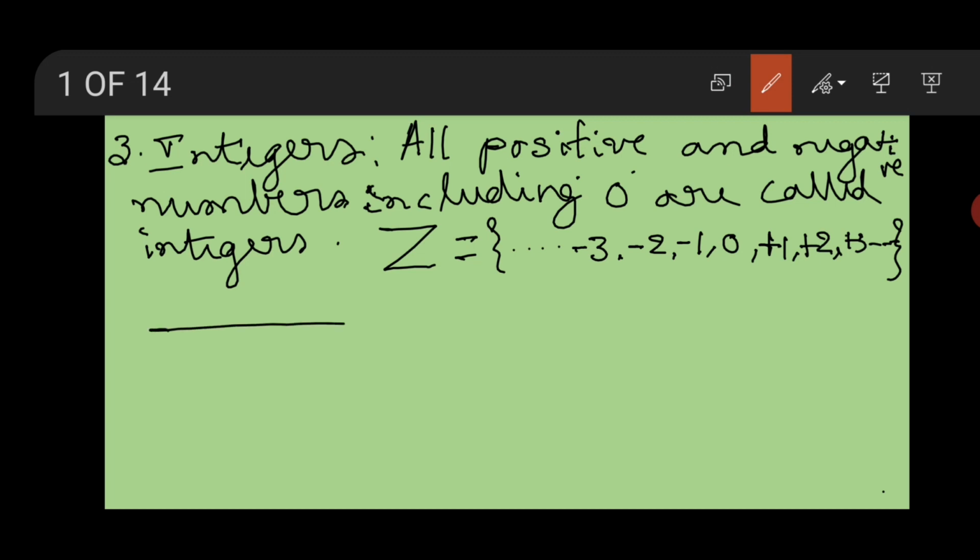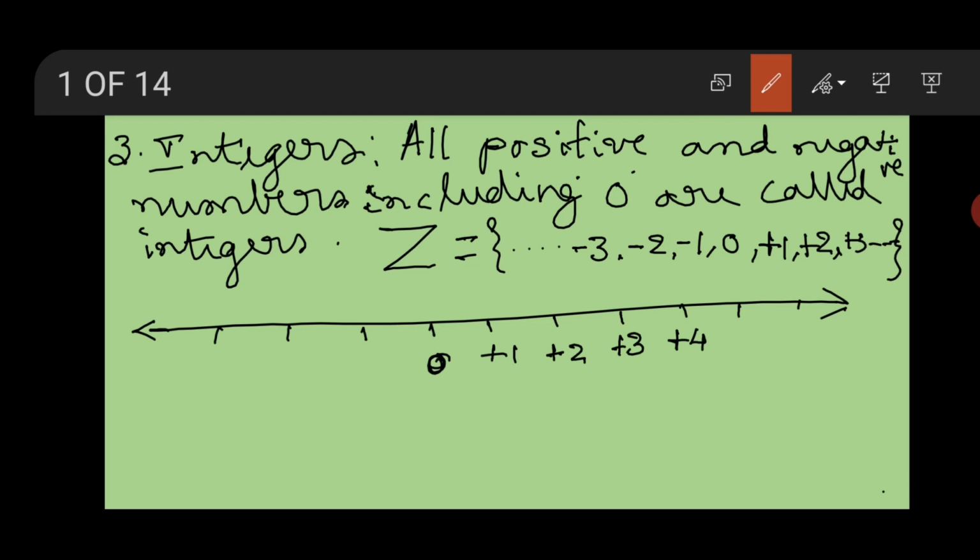These are all integers. Now how can we represent these integers on number line? Take a number line. We can represent integers on number lines. This is 0, plus 1. To the right of the 0, numbers will be positive, +1, +2, +3, +4, like that. And to the left of 0, numbers are negative, -1, -2, -3, and so on. These are all integers.